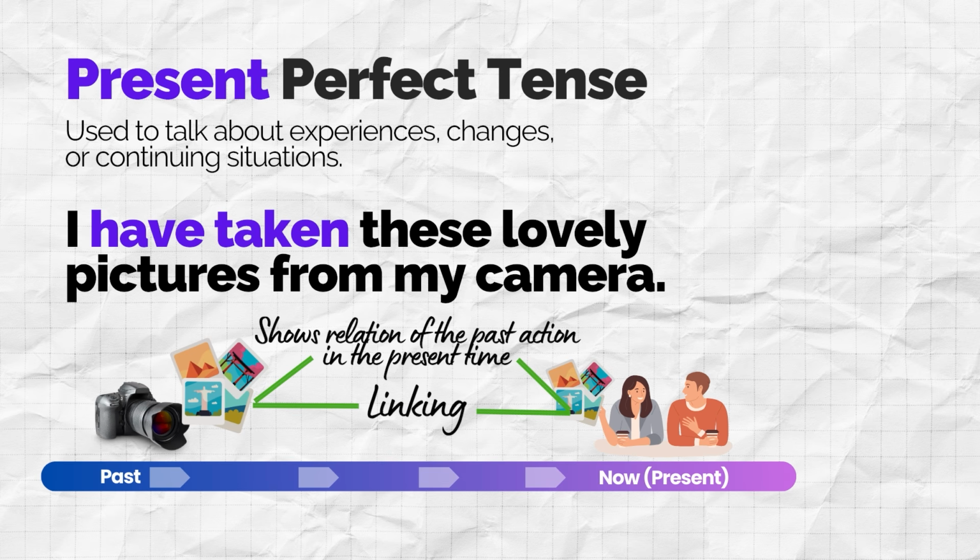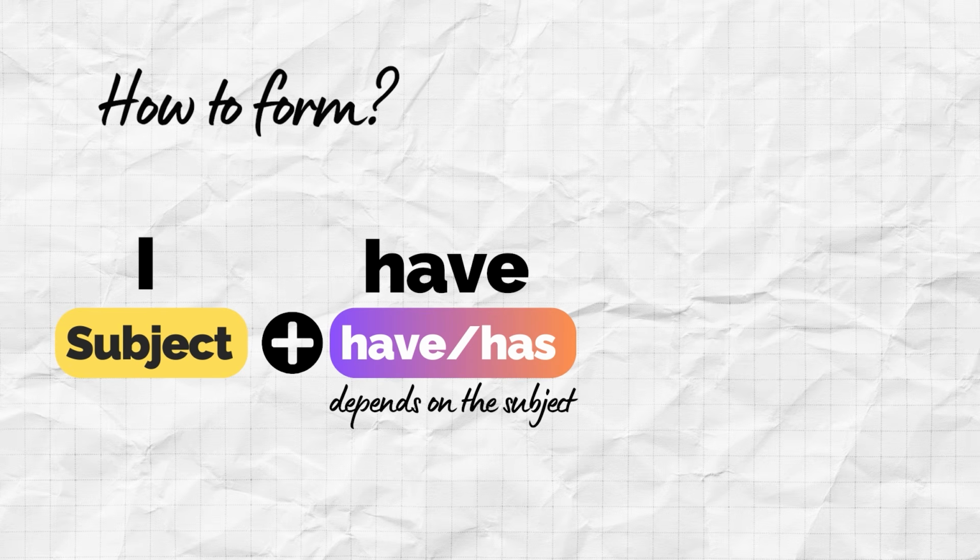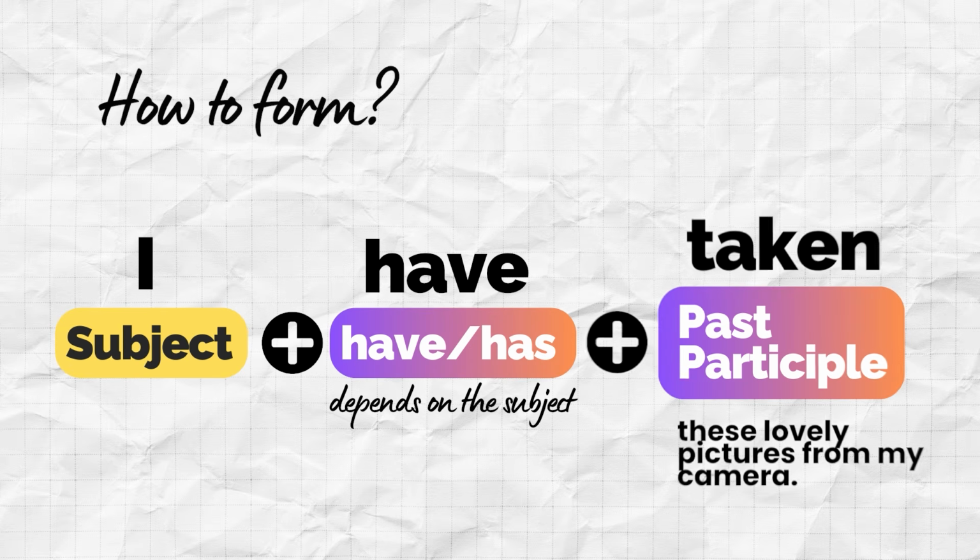To form the present perfect tense, we use the subject plus have or has, followed by a past participle verb. That's the rule to form the present perfect tense. Here are some more examples to help you understand it better.